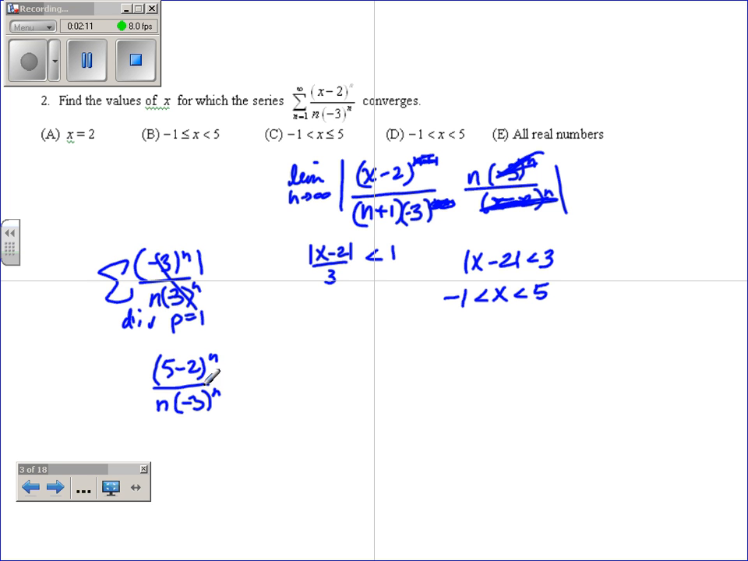So we have 3 to the n, negative 3 to the n, so what happens is you'll just be left with negative 1. And so negative 1 to the n, I can put it in the numerator if I want to. And this is alternating and decreasing, and the limit goes to 0, and so this converges. So our answer is C.